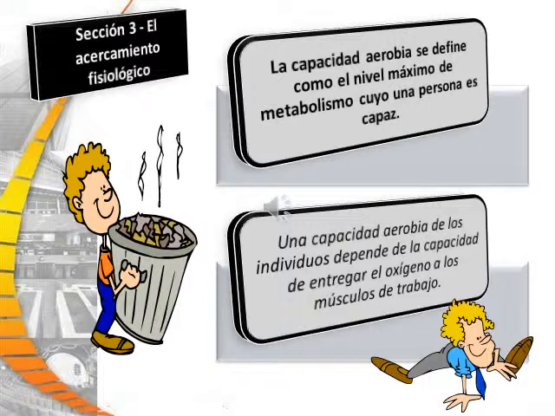Aerobic capacity is defined as the maximum level of metabolism of which a person is capable. An individual's aerobic capacity depends upon the capacity to deliver oxygen to the working muscles.